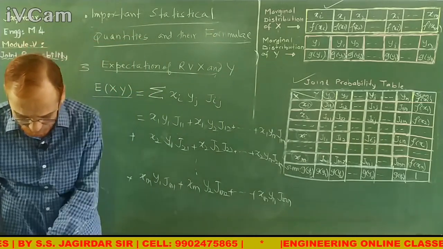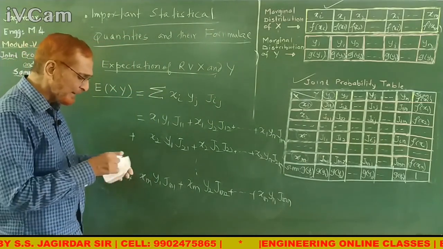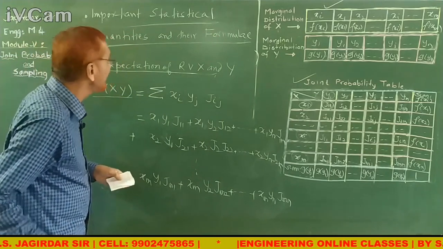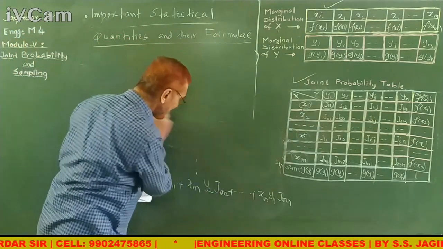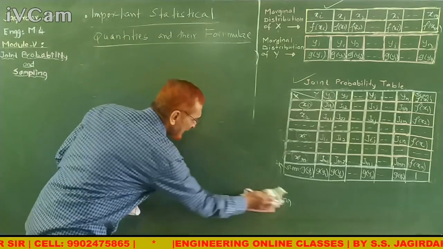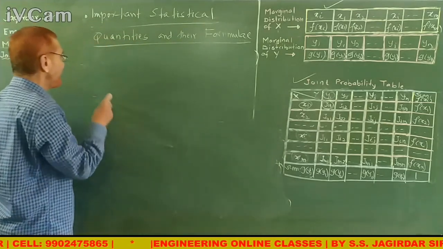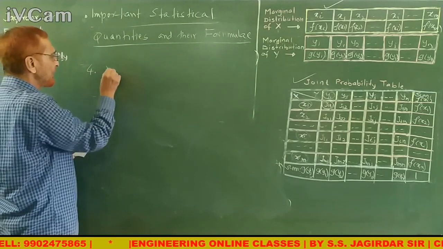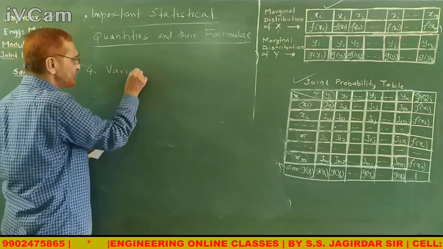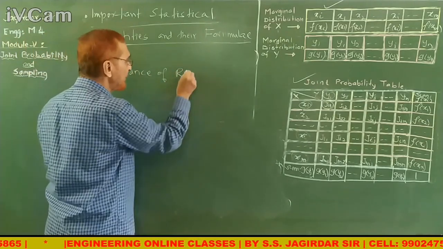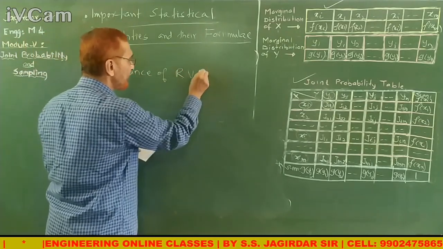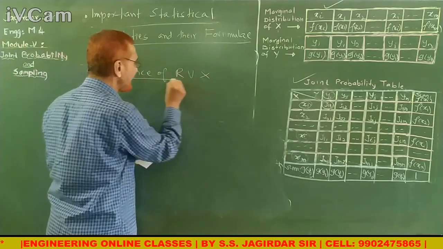Now next we will go for another quantity that is called the variance. That is the variance of x and the variance of y. Let's begin. The fourth quantity, variance, the variance of random variable x.